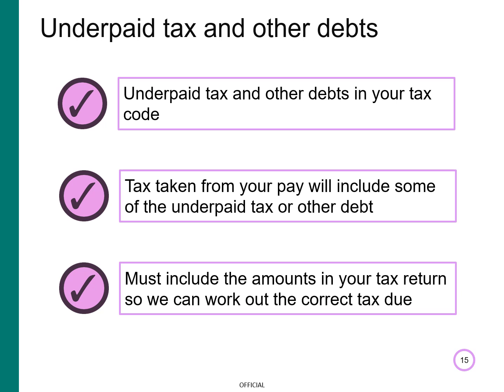If you've underpaid tax or other debts in your tax code, the tax taken from your pay by your employer or pension provider will include some of the underpaid tax or other debt. It's important to include these amounts on your tax return so we can work out the correct tax due for this year. The figures should already be shown on your tax return, but you need to check them, even if they're zero. If you don't have a PAYE source of income, the amounts will be zero, but you need to confirm they are correct.